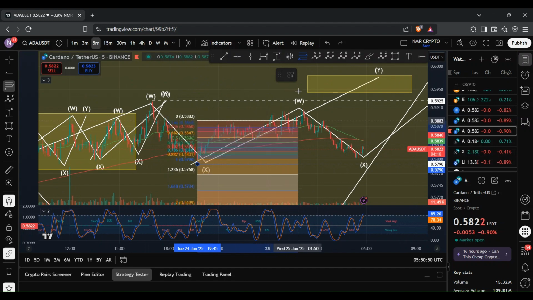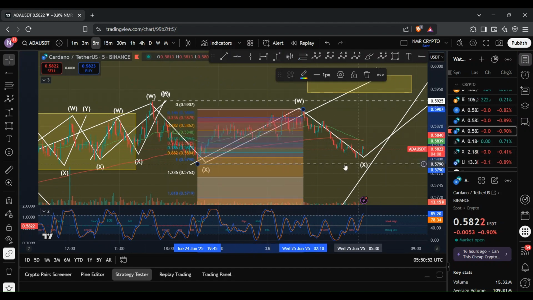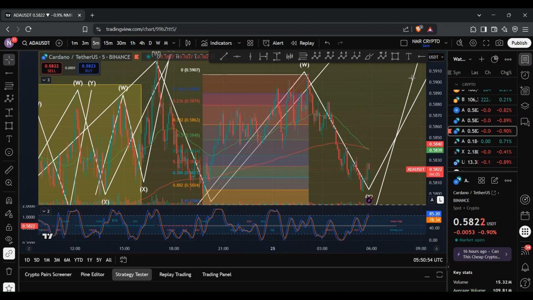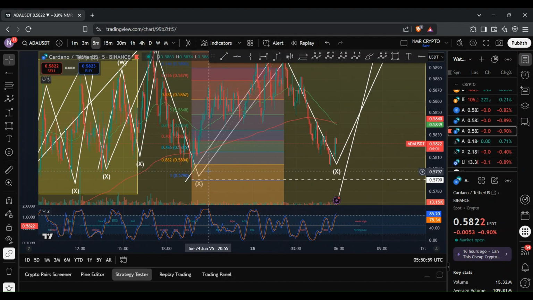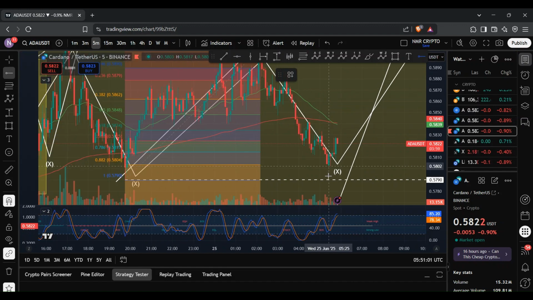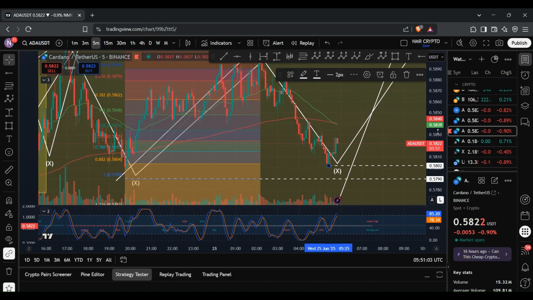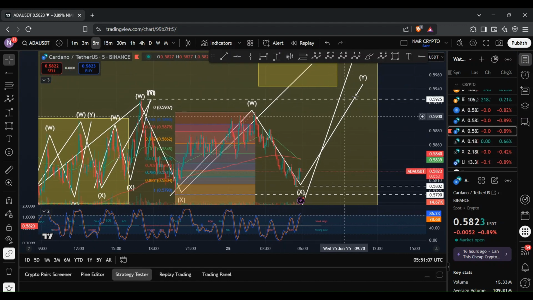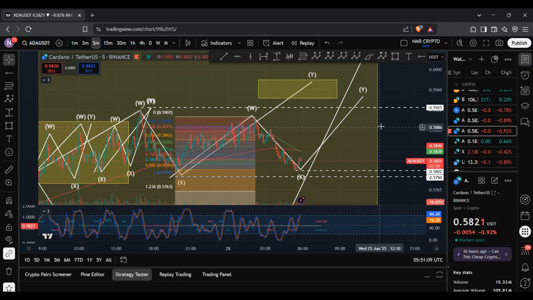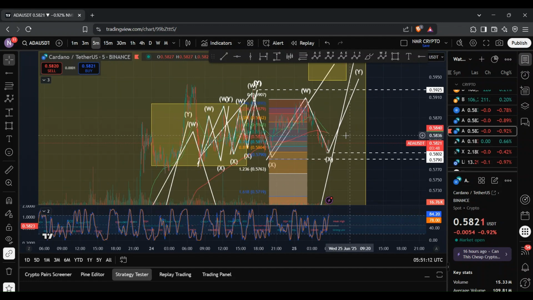So if I bring in the fib tool, here you can see the 88.2% retracement level is at 58.04 cents, and we actually went deeper and reached 58.02 cents. It will be interesting to see if we get that push to the upside where we could potentially be within a Y wave and tap into this region, or we could see a deeper move.